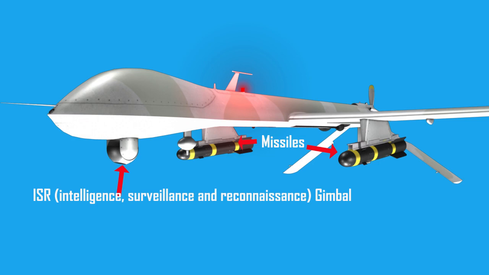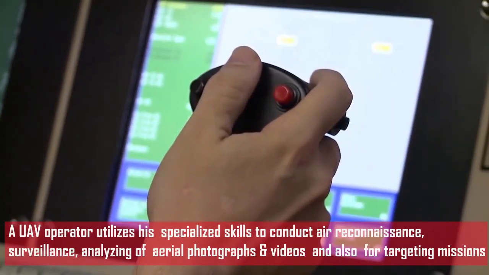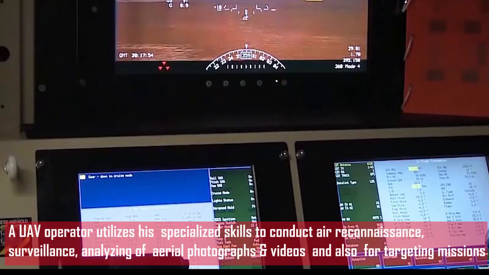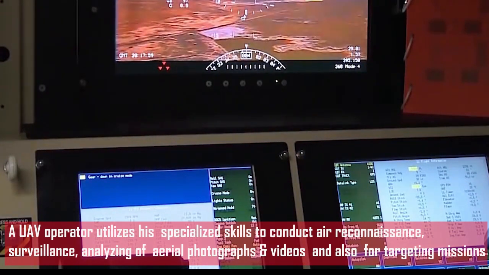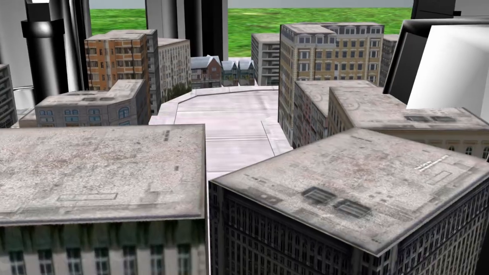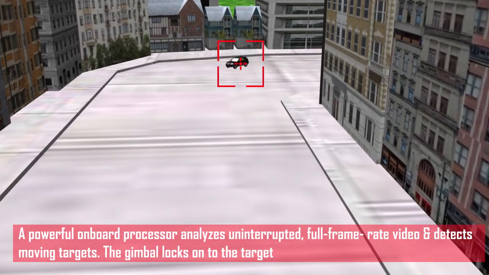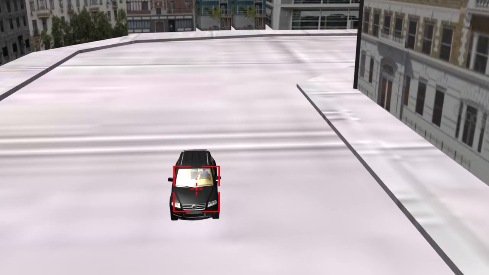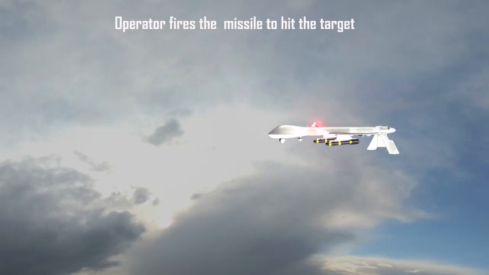This is where the ISR gimbal is installed, and you can see it is rotating. ISR gimbal is fitted at the bottom of a drone. Typically, an electro-optical and or infrared camera is mounted on a gimbal. A UAV operator utilizes specialized skills to conduct air reconnaissance, surveillance, analyzing of aerial photographs and videos, and also targeting missions. A powerful onboard processor analyzes the uninterrupted full frame rate videos and detects the moving targets. The gimbal locks onto the target. The operator fires a missile to hit the target.